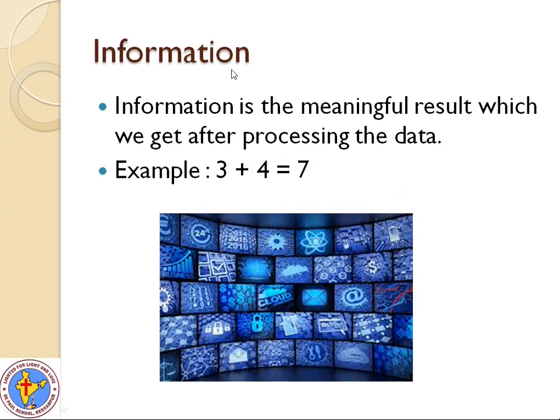Now what do you mean by information? Information is the meaningful result which we get after processing the data. So first it takes the data, then it processes the data, then only we get meaningful result. For example, individually 3 and 4 are two numbers and plus symbol is used to add these two numbers, and altogether this can be data which the user needs to input, and after processing, means after calculation, we get the result 7, which is the meaningful result or output or information, you can say.